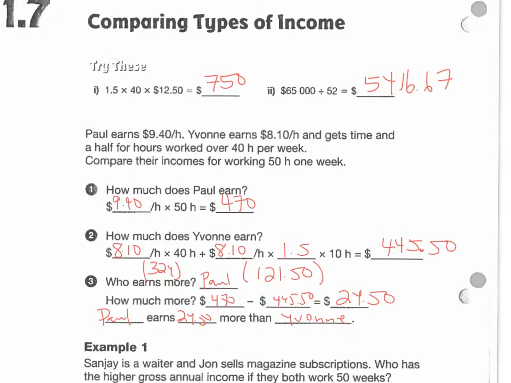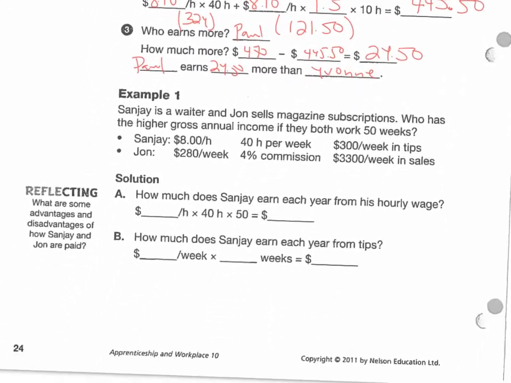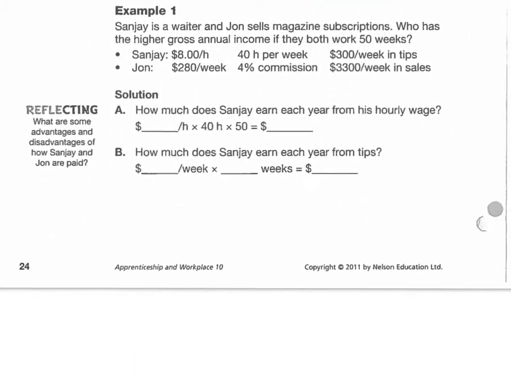Alright, so let's do another example here. Sanjay is a waiter and John sells magazine subscriptions. Who has a higher gross annual income? So what does annual mean? Well, it means per year. Alright, so if they both work 50 weeks, so that would be, there's 52 weeks in a year, minus 2 weeks. For what reason do you think? Holidays. Alright, they can't all be students and get the entire summer off.